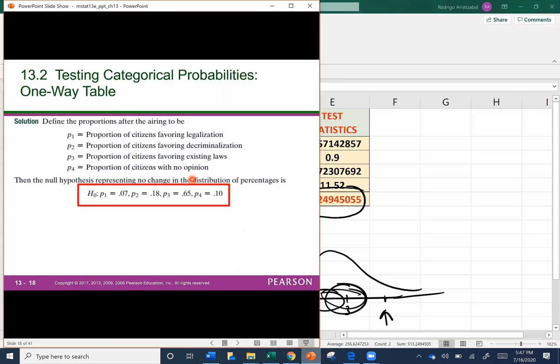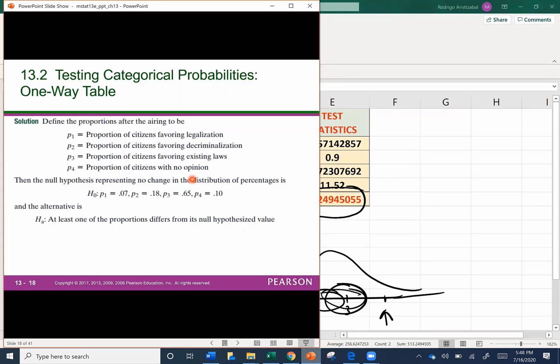That is my null hypothesis. The null hypothesis always states that there is no change. The status quo is the same. The effect of this educational program doesn't affect the proportion of opinions. Then the alternative is that at least one of these percentages is different. At least one of the proportions differs from its null hypothesis value.